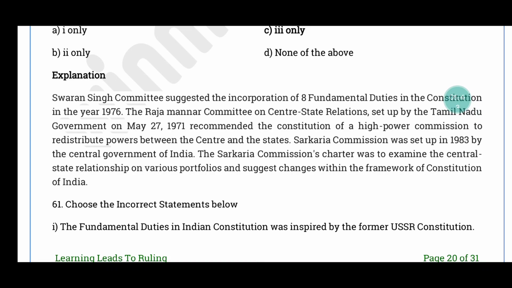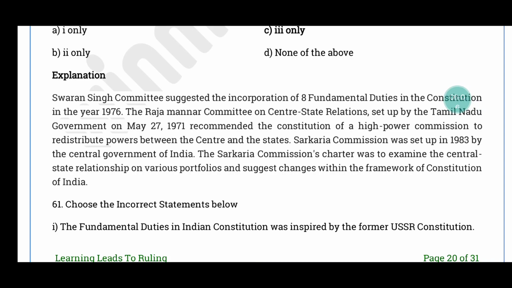Swaran Singh Committee suggested the incorporation of 8 fundamental duties in the constitution in the year 1976. Rajamannar Committee, on central state relationships, was set up by Tamil Nadu government on May 27, 1971. It recommended the constitution of High Power Commission to redistribute powers between center and states.